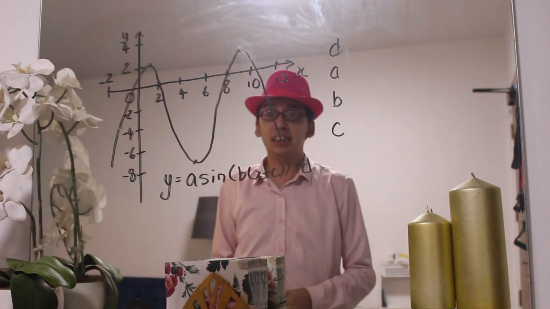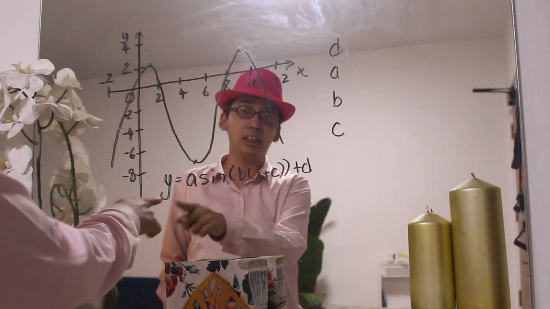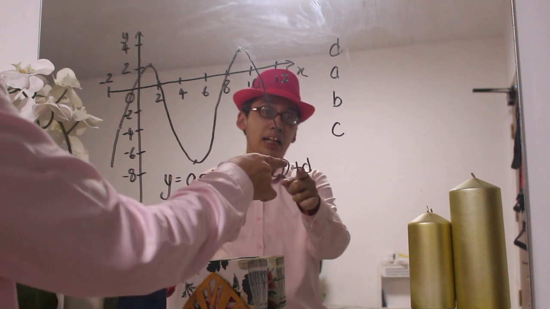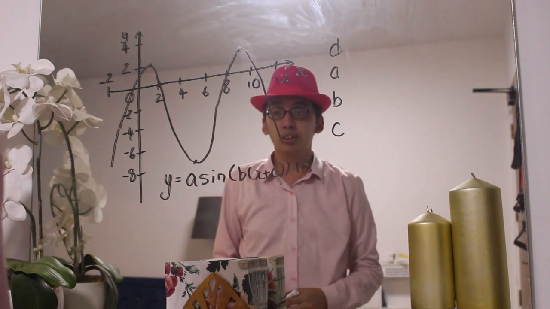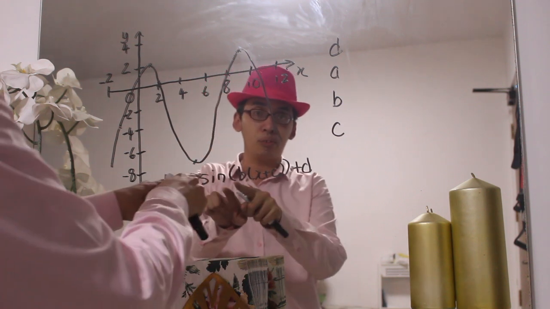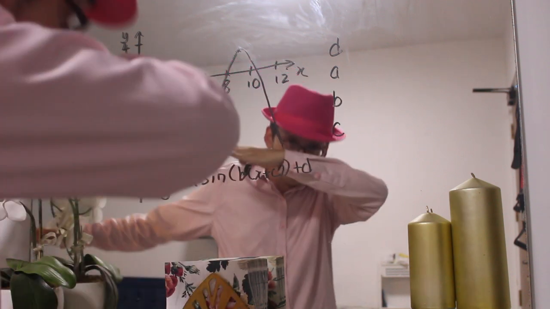Welcome to MirrorMatics. Today we'll be solving the sine graph where the equation is given as y equals a sine b bracket x plus c bracket and then plus d. Right, so we need to find out what is a, b, c and d. But the thing is we cannot follow that sequence. We need to follow this sequence: d, a, b, c. Okay, that c.